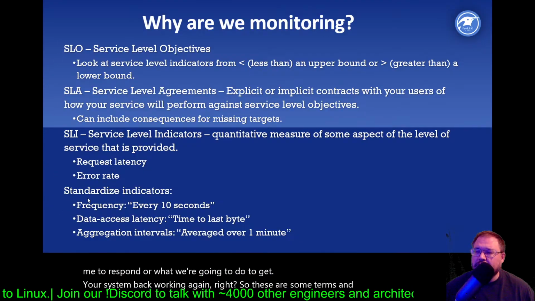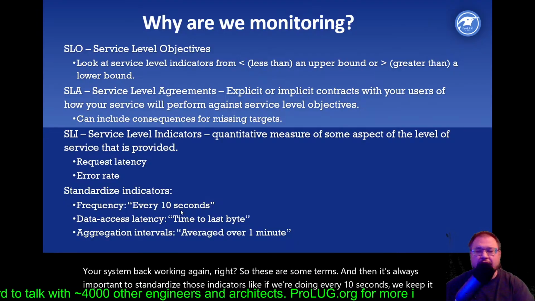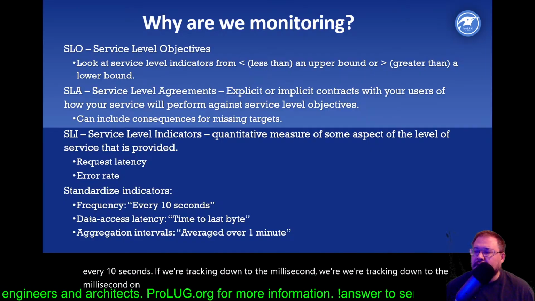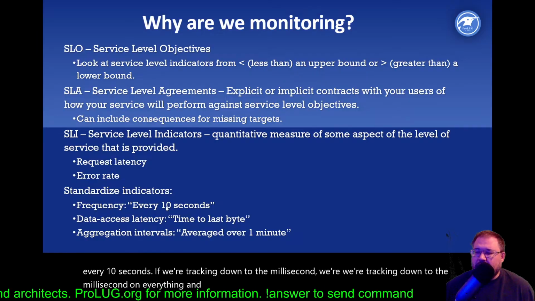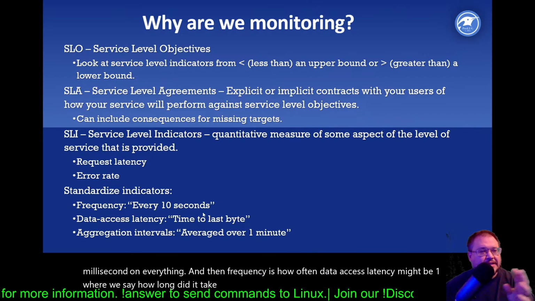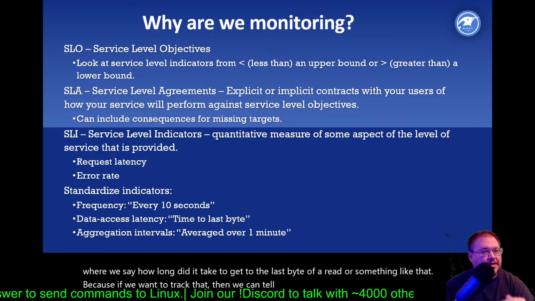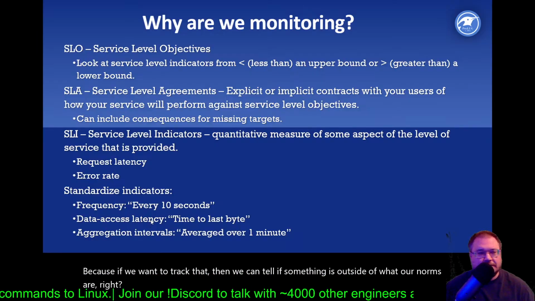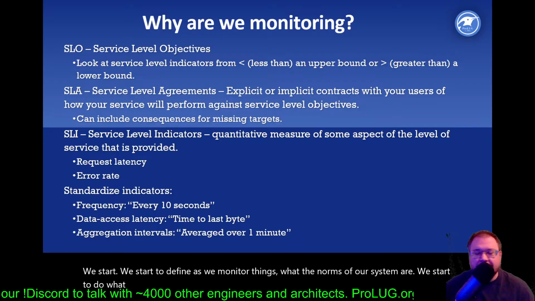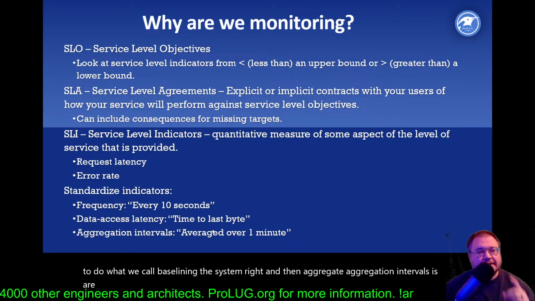And then it's always important to standardize those indicators. Like if we're doing every 10 seconds, we keep it at every 10 seconds. If we're tracking down to the millisecond, we're tracking down to the millisecond on everything. And then frequency is how often. Data access latency might be one where we say how long did it take to get to the last byte of a read or something like that. Because if we want to track that, then we can tell if something is outside of what our norms are, right? We start to define, as we monitor things, what the norms of our system are. We start to do what we call baselining the system, right? And then aggregation intervals is, are we aggregating things up and looking over time?